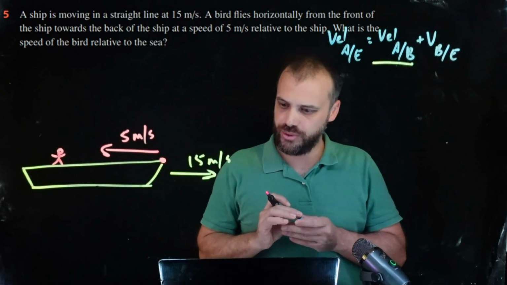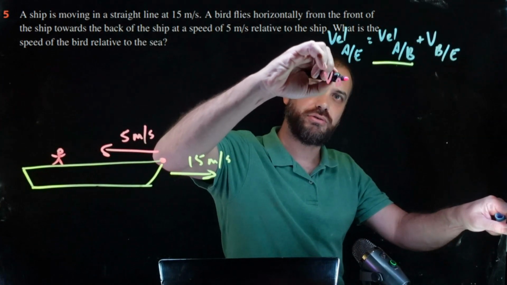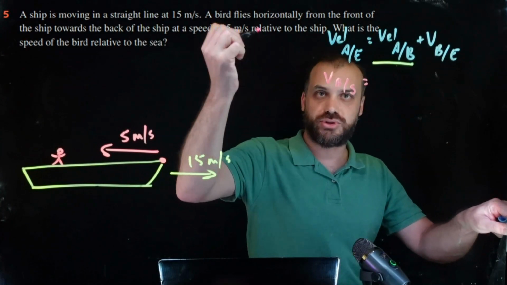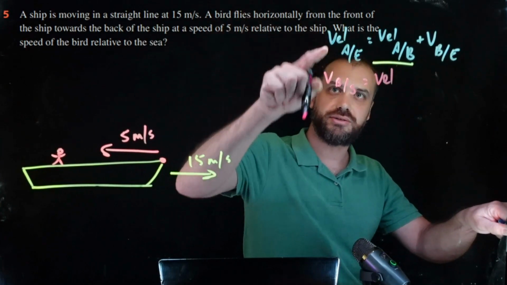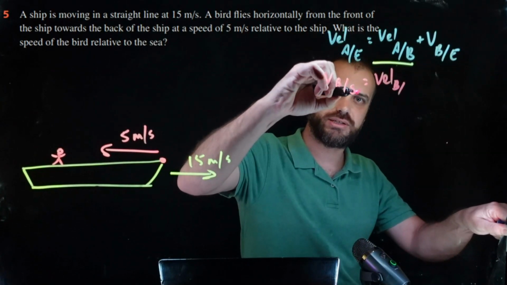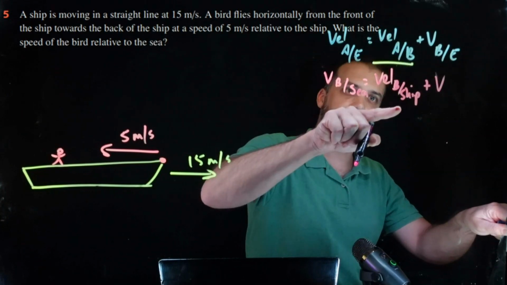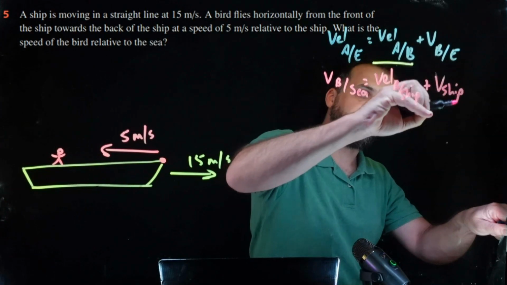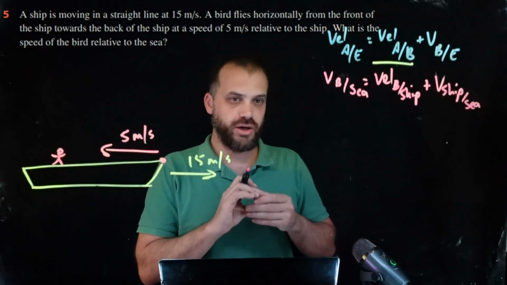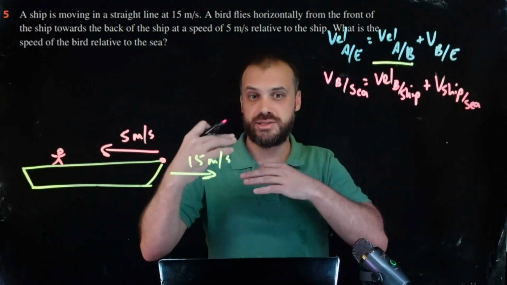Okay, so what do we want to know? What is the speed of the bird relative to the sea? The speed of the bird relative to the sea, so I'm going to try to use the right letters here, is equal to the velocity of the bird relative to the ship, plus the velocity of the ship relative to the sea. Okay, so that's our sort of setup. We've got no Earth here. The sea is the Earth.